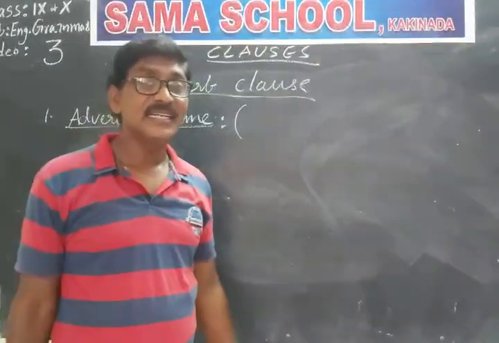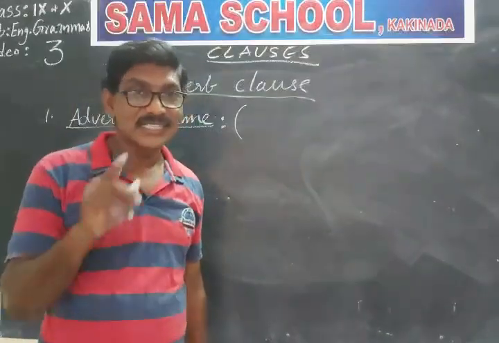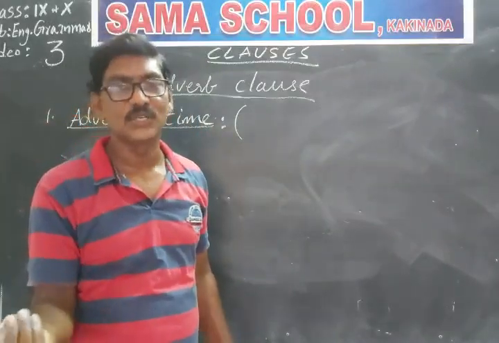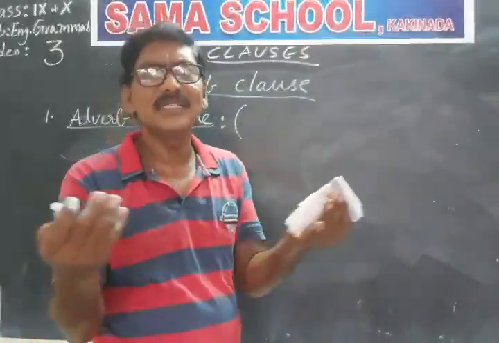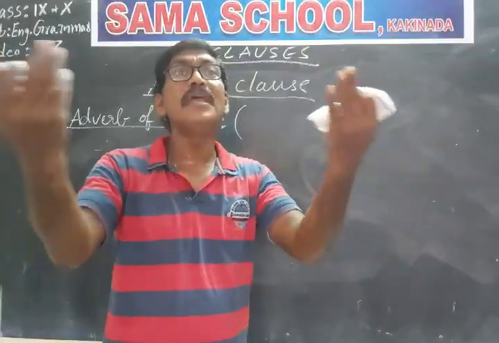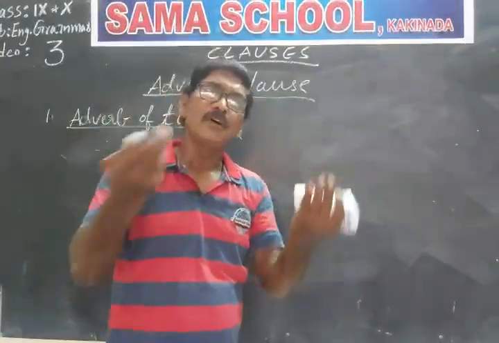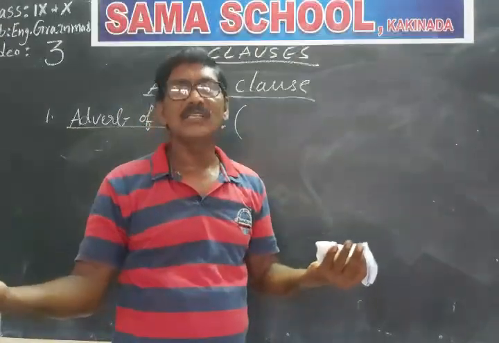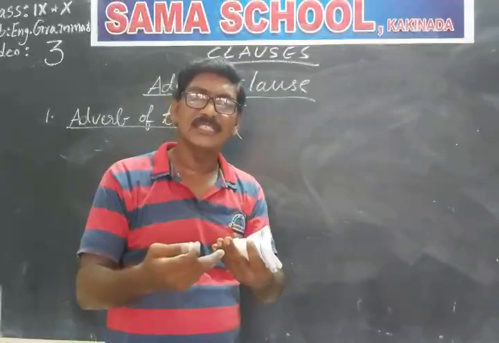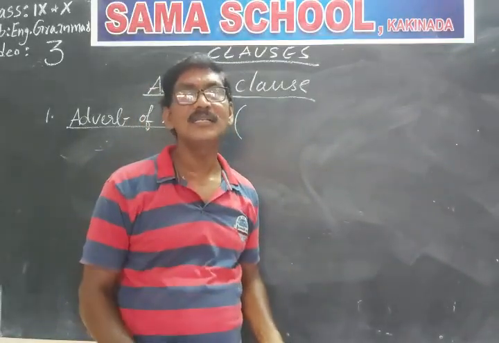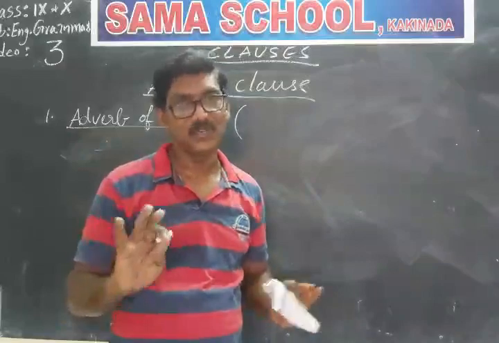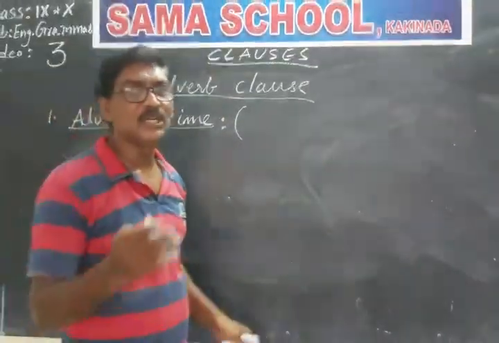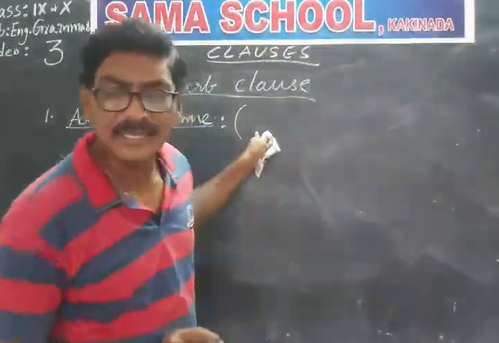What are the subordinating conjunctions? Yesterday I discussed the conjunctions. There are 2 types of conjunctions: coordinating conjunction and subordinating conjunction. Coordinating conjunctions join 2 main clauses. If one main clause and one or two subordinate clauses are joined together with a conjunction, such conjunctions are called subordinating conjunctions. So generally, an adverb of time will start with one of these subordinating conjunctions.